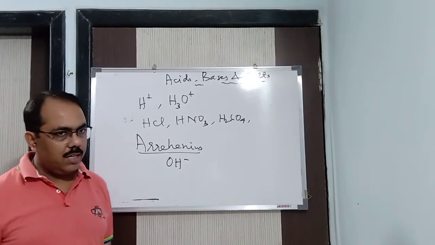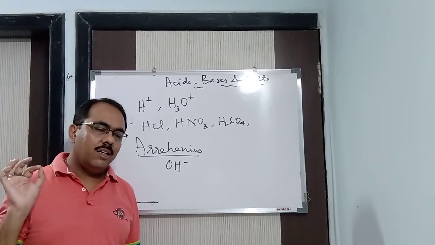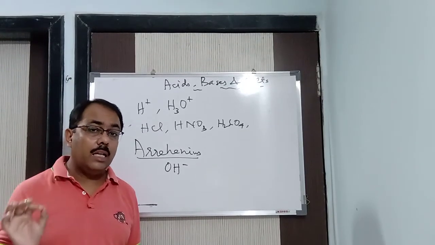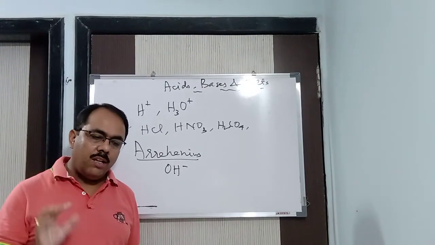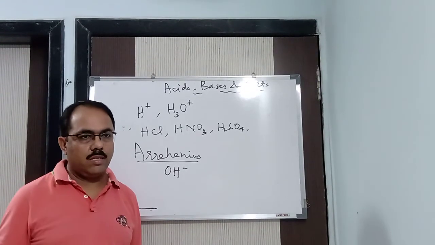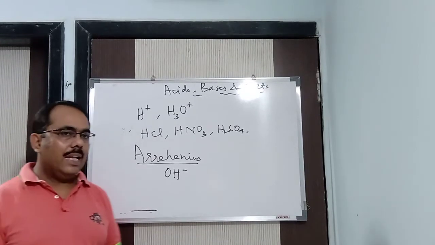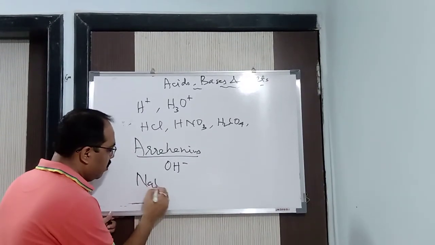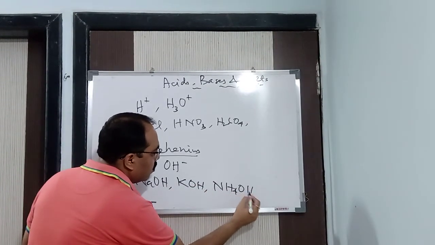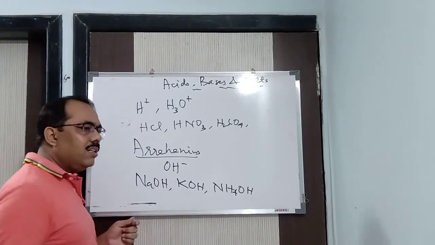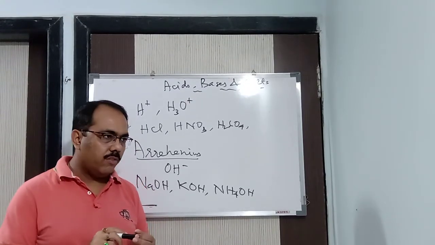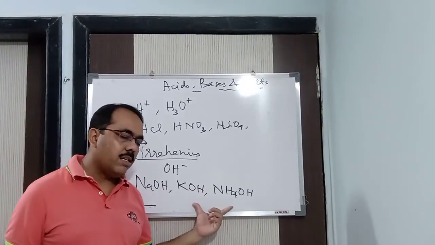Here you must also understand that all bases are not soluble in water. The bases which are soluble in water are known as alkalis, remember it. So all bases are not alkalis, but all alkalis are bases. Sodium hydroxide is soluble, potassium hydroxide is soluble, ammonium hydroxide is soluble, so they are known as alkalis. You can consider calcium hydroxide to a certain extent also, but that is only sparingly soluble. So alkalis are the soluble bases.